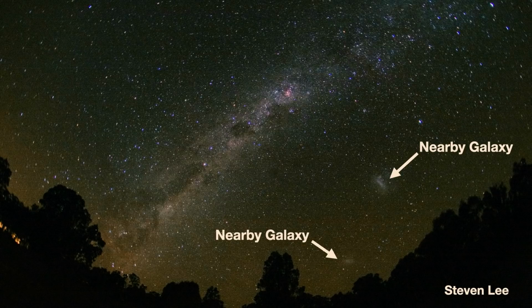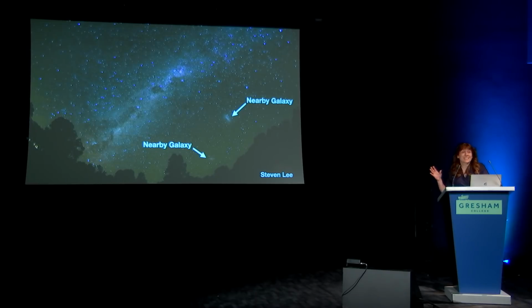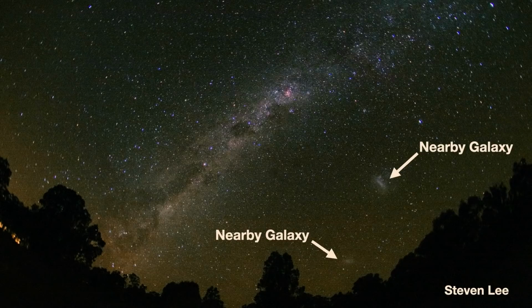Well, it's got the centre of our galaxy, and that's got a lot of cool stuff going on, but it's also got two galaxies, other than the Milky Way, other than our own galaxy, which you can see with the naked eye if it's dark enough. These two galaxies are indicated by the arrows here.